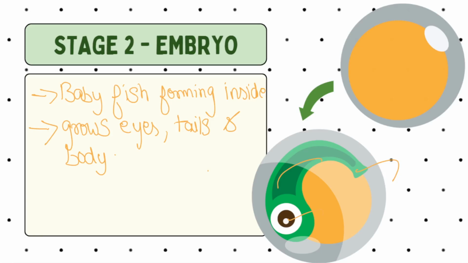Fine. Then what is this yellow part? Here we have the baby fish, right? What is this yellow part? As I already told you, this yellow part is known as yolk, Y-O-L-K.